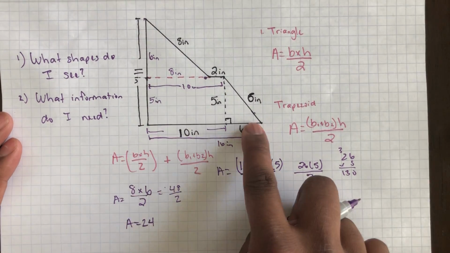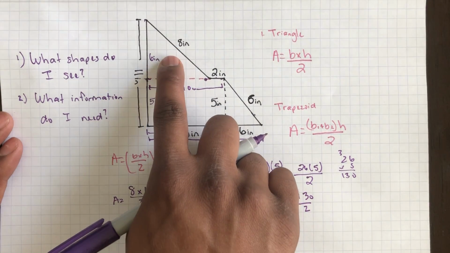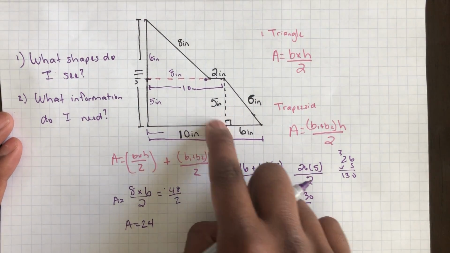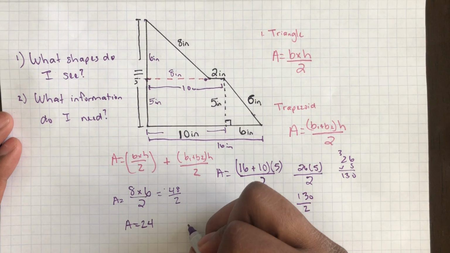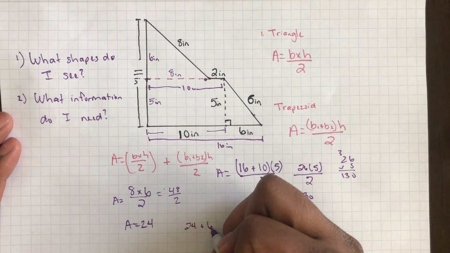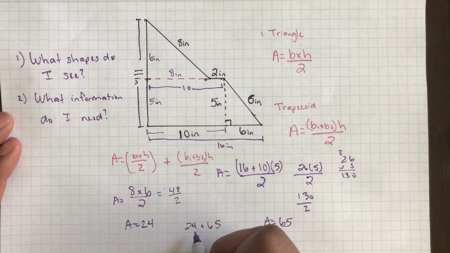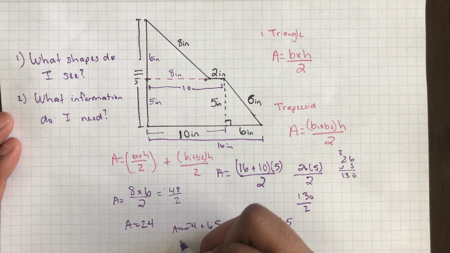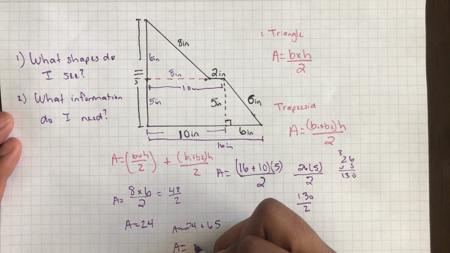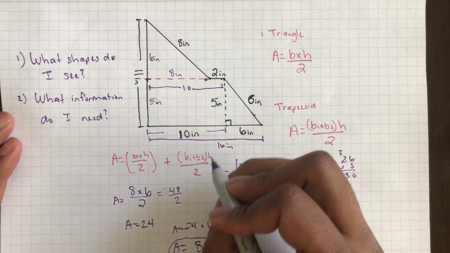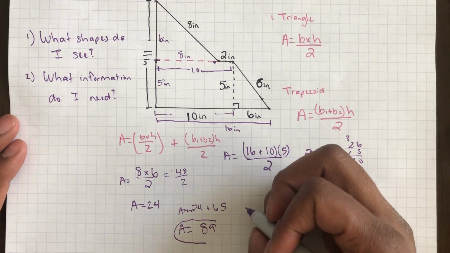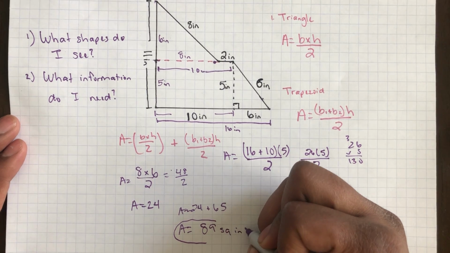The area of this entire thing is the area of this triangle plus the area of this trapezoid together. That means I have to add my 24 plus my 65. Inches, it should be 89 square inches.